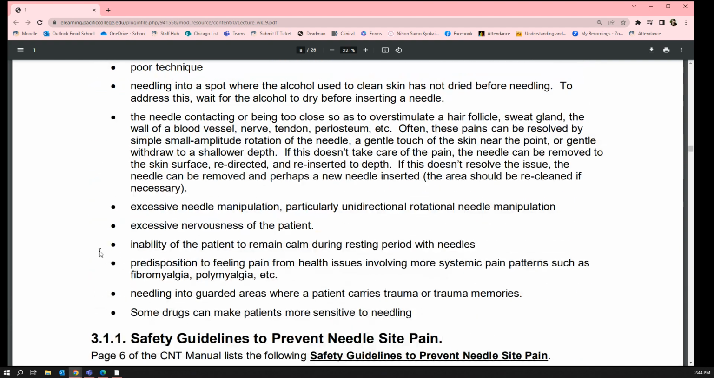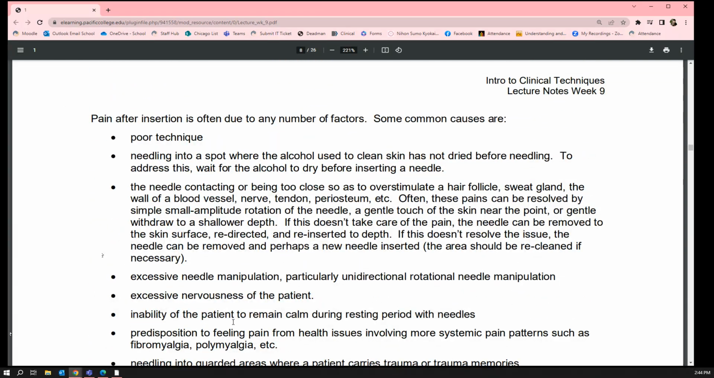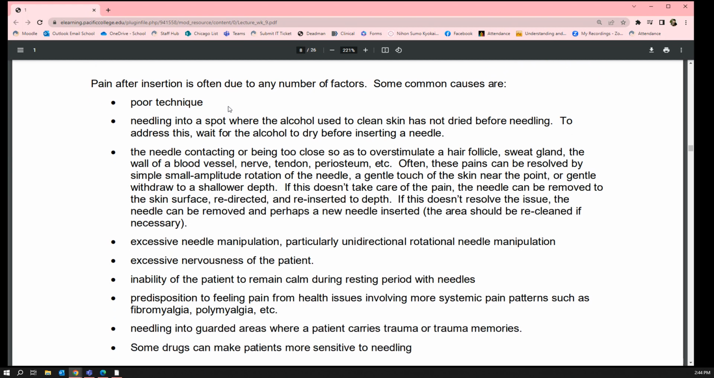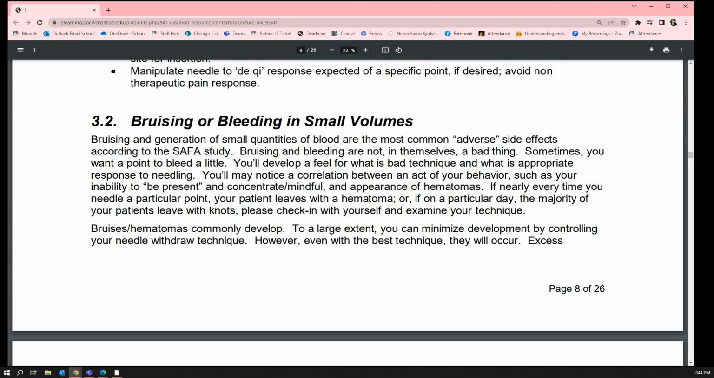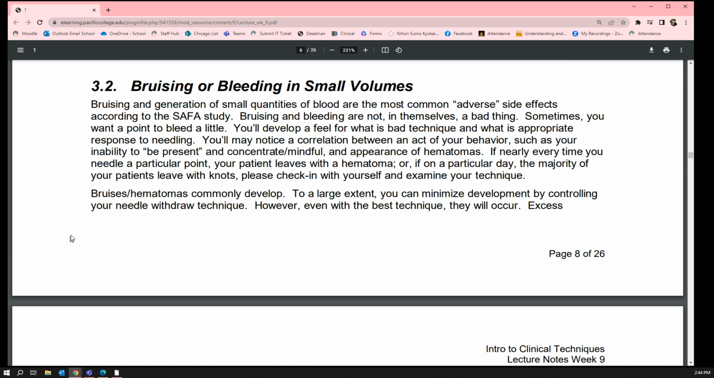All right, so pretty easy to handle most of these, right? If your technique is poor, get better at your technique, right? Wait for alcohol to dry. And then just simple adjustments in needling can really go a long way to help people feel more comfortable with the needles.